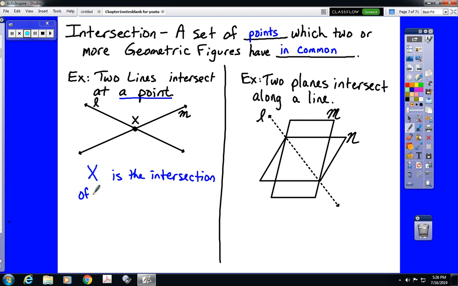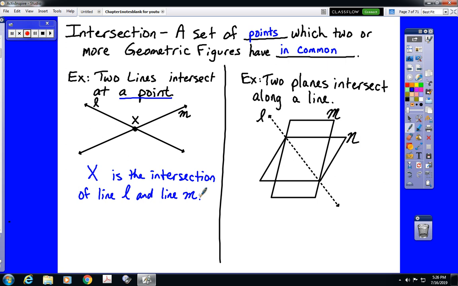of line L and line M. Anytime two lines intersect, they intersect at a single point, or they are the same line. So anytime you see two lines that cross, there should be one point that makes up the intersection.